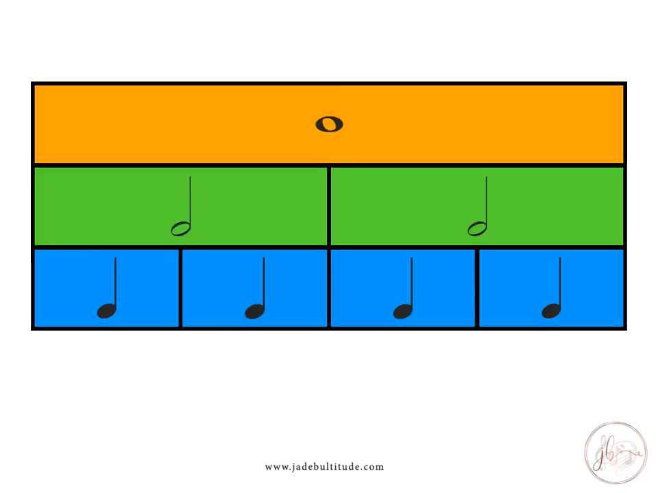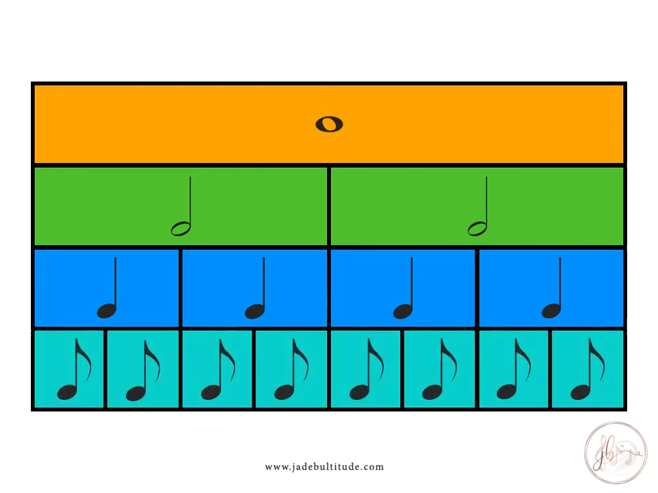Here we have our table of notes. At the top we have our semibreve, or whole note. In the middle we have our minims, or half notes. And at the bottom we have our crotchets, or quarter notes. Let's add in our quavers. As you can see, there are 8 quavers in our semibreve, 4 in our minim, and 2 in our crotchet.